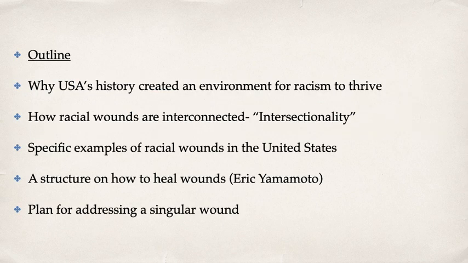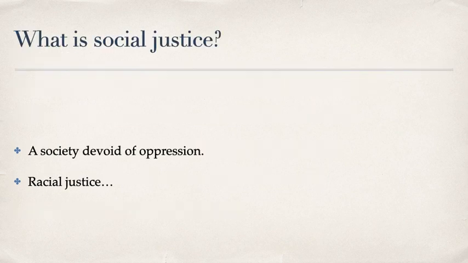This is my outline. Why the USA's history created an environment for racism to thrive, how racial wounds are interconnected, a term known as intersectionality, specific examples of racial wounds in the United States, a structure by Eric Yamamoto on how to heal wounds, and my plan for addressing a singular wound. So, what is social justice? A society devoid of oppression. Racial justice is a society devoid of racial oppression.